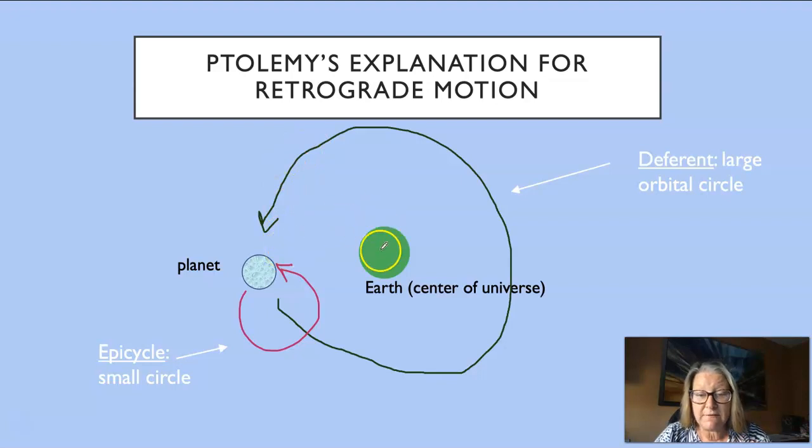And so what this would look like from someone on Earth would be that the planet would move night after night from right to left, which more correctly is west to east.